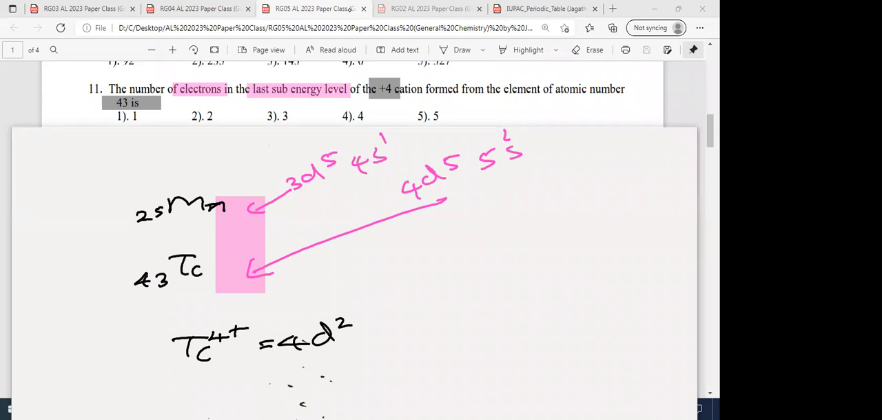Yes. Yeah, so what is the answer then? Can you quickly post the answer to the chat? Only Chaniti and Srishan gave the answer. 11th MCQ answer is 3. Last sub-energy level is 4d. 4d. Is that 43?